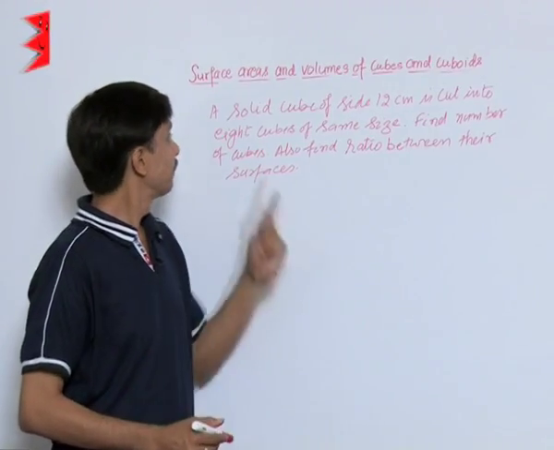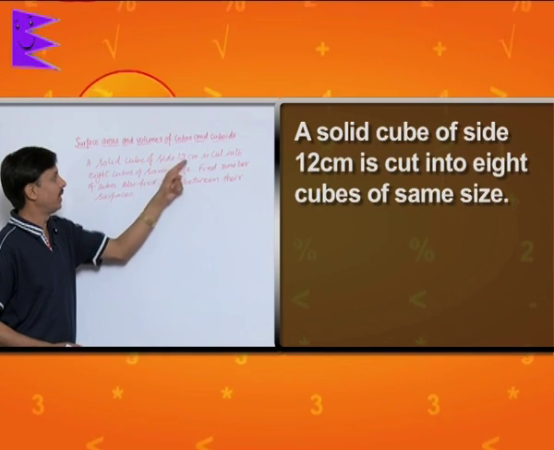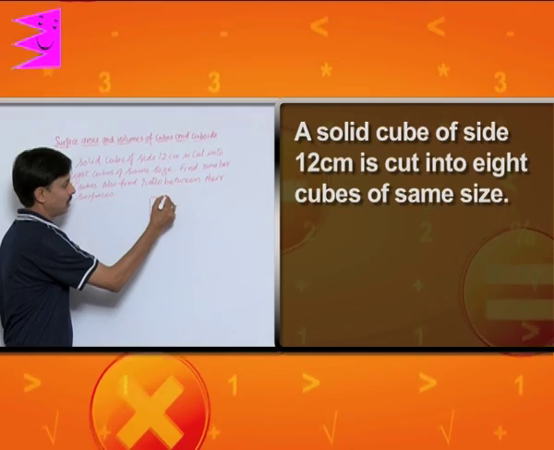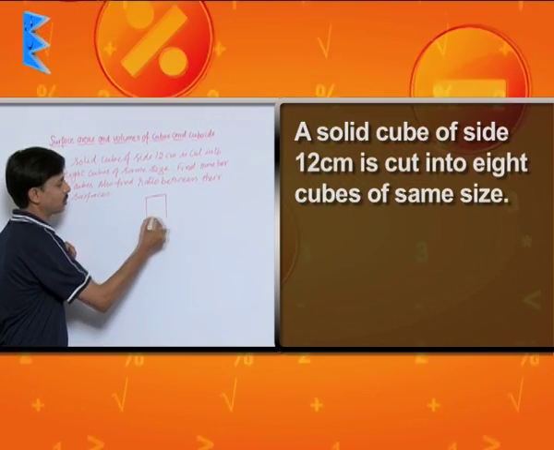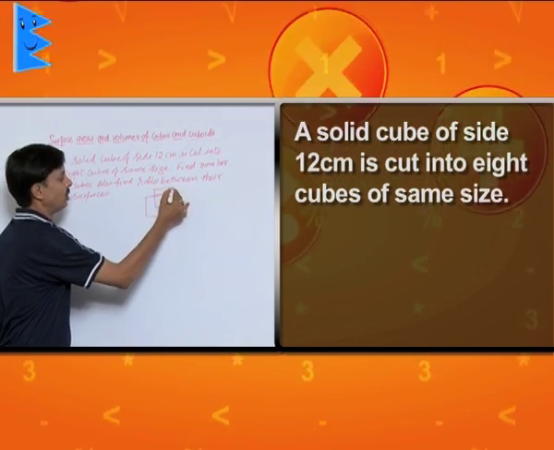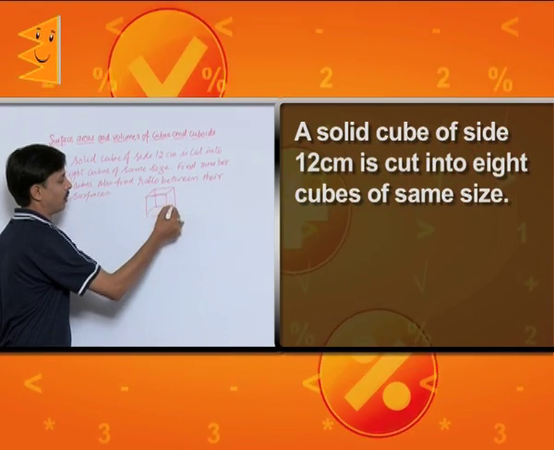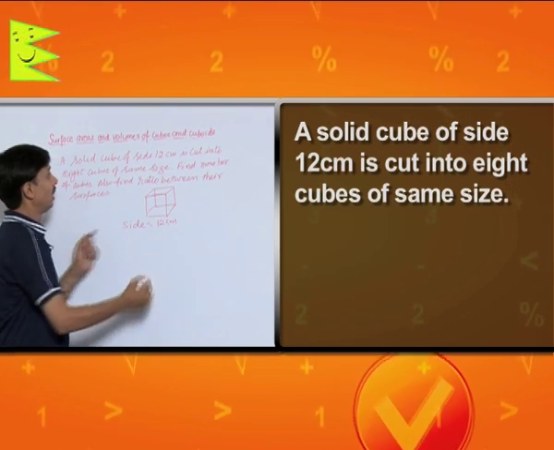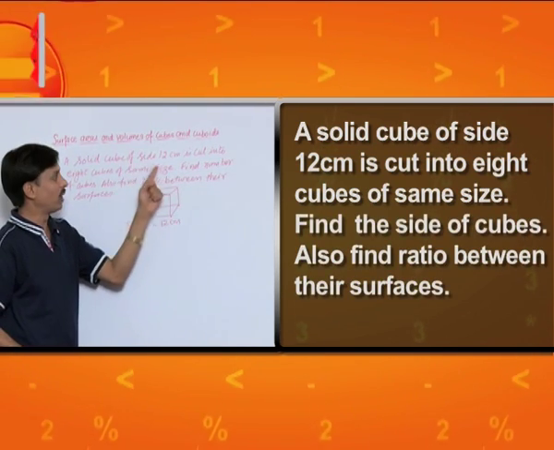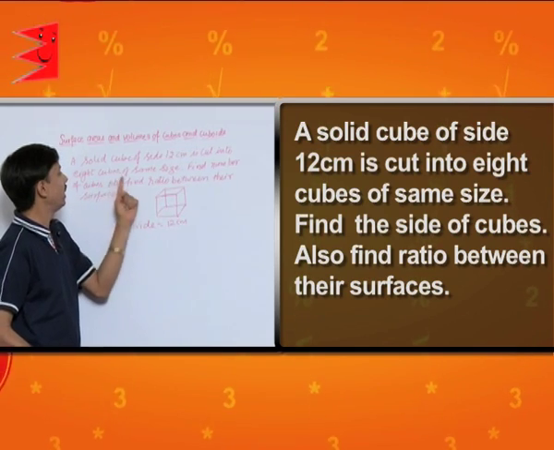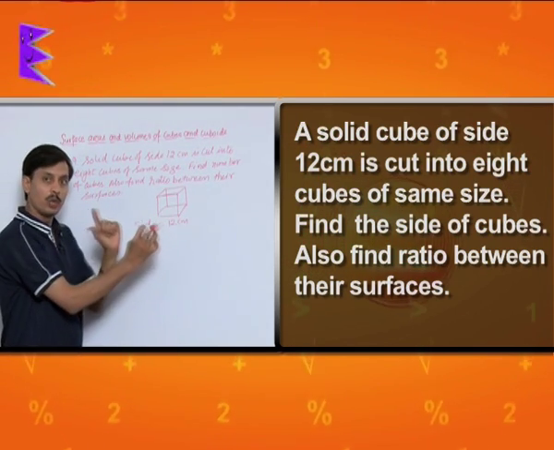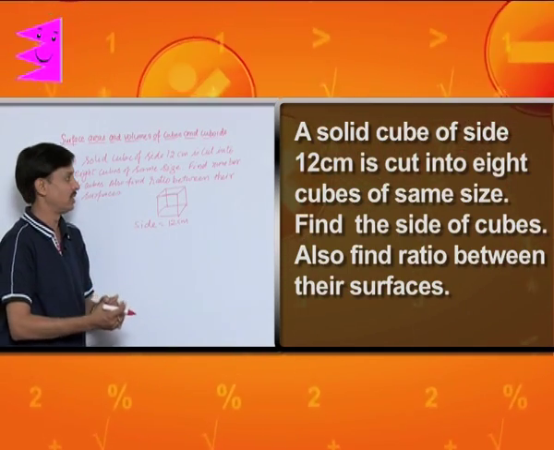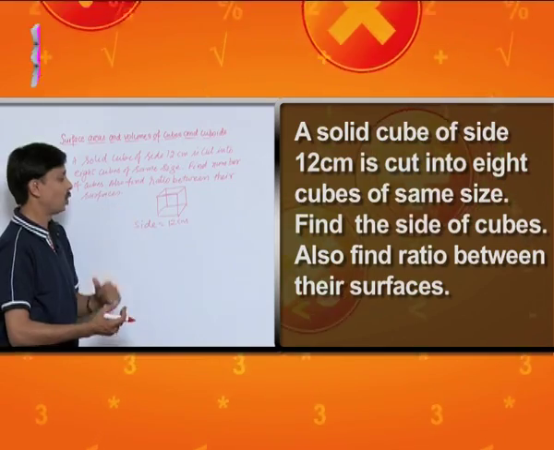One more problem. A solid cube of side 12 centimeter. We have a big solid cube whose each side is how much? 12 centimeter. A solid cube of side 12 centimeter is cut into 8 cubes. This solid cube is divided into 8 small cubes, all of same size. Find the number of cubes.